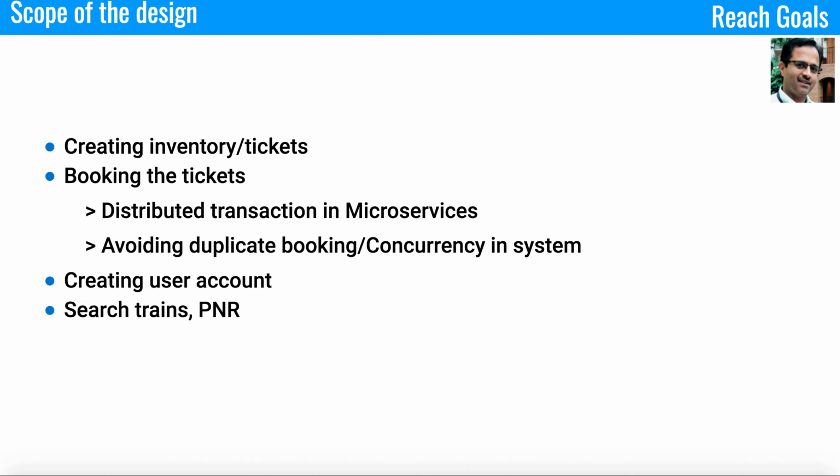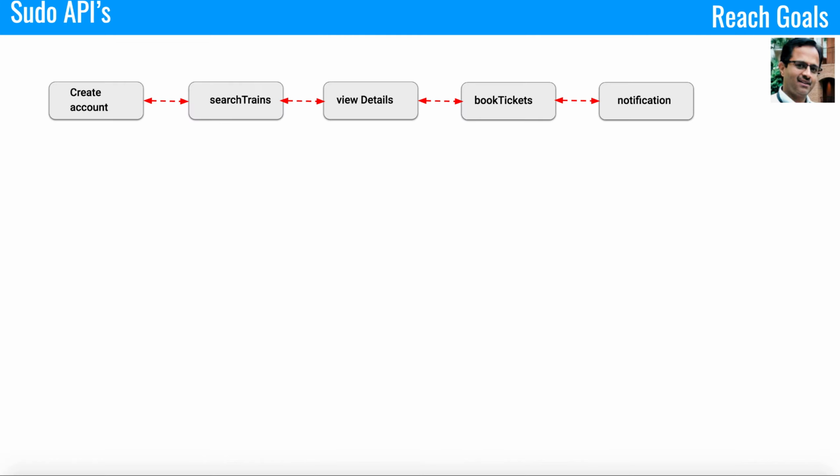Then we will talk about how to search the trains with the PNR or based on the starting and ending locations. We'll also cover how to view the train details, and finally we'll talk about how to cancel the tickets, right? Here let's talk about pseudo APIs.